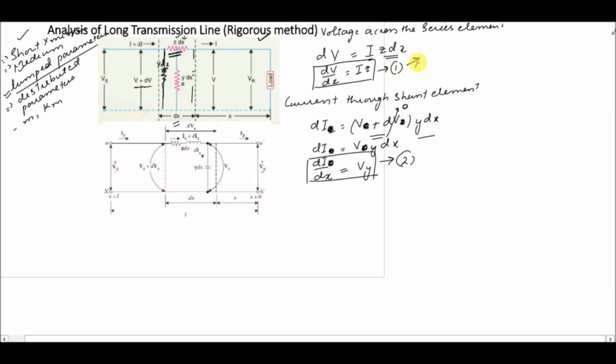solution for this differential equation, first we will differentiate it with respect to x. This equation will become d square V over dx square is equal to z dI over dx, and we know that dI over dx from equation 2 is equal to Vy, so this will become d square V over dx square is equal to yzV.